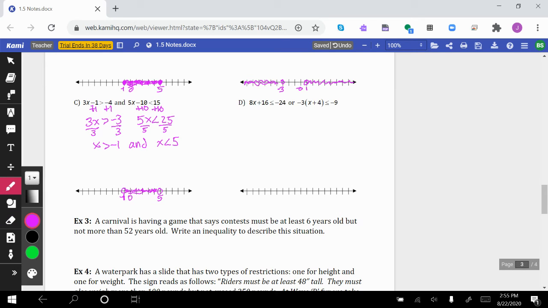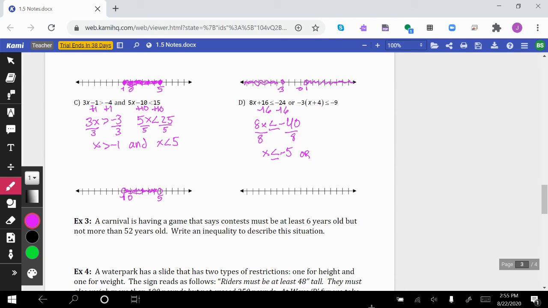All right. Next one is a few more steps because we've got to distribute, but it reads 8x plus 16 is less than or equal to negative 24, or negative 3x plus 4 is less than or equal to negative 9. So we subtract 16 from both sides. We get 8x is less than or equal to negative 40. Divide by 8, divide by 8. And we get x is less than or equal to negative 5.